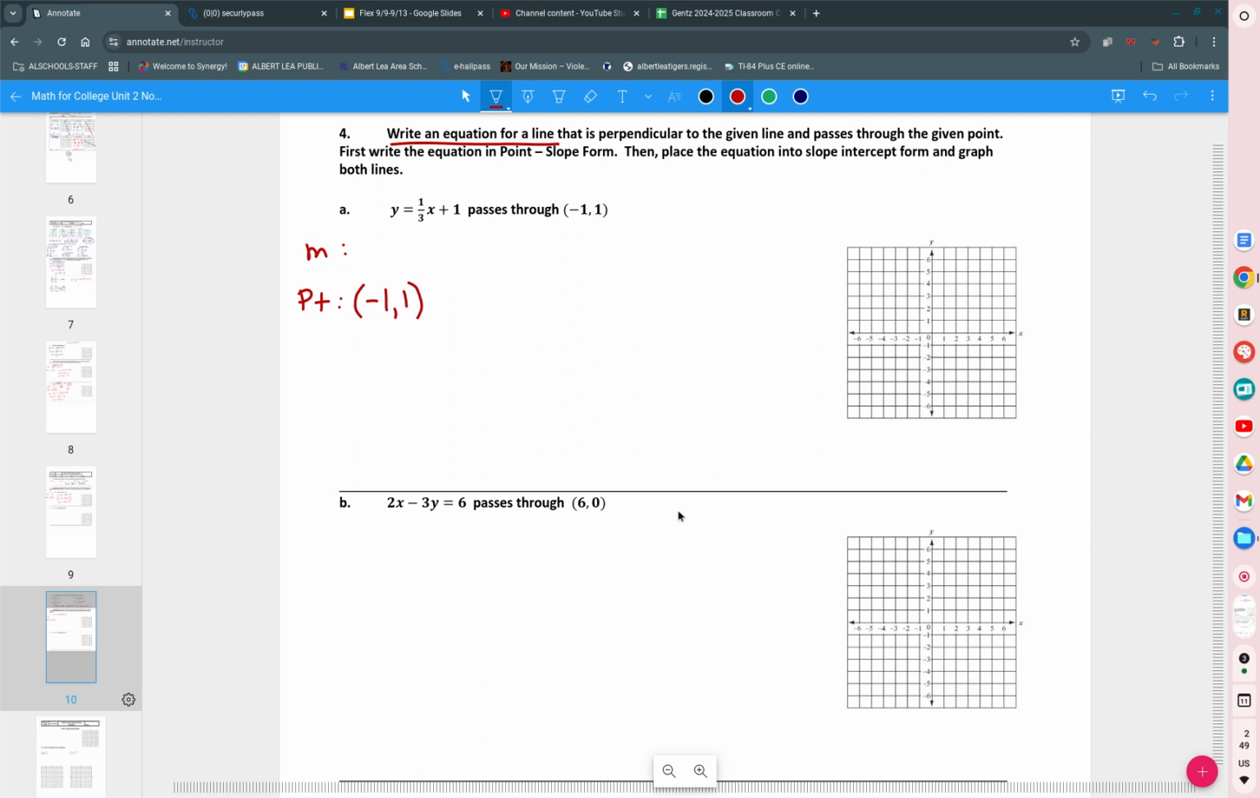5, 4, 3, 2, 1. I've got -3 over 1, or in other words, -3. Once we have that, the problem becomes simple. Y minus 1 is equal to -3 times x plus 1. We place it into slope-intercept form. Y minus 1 is equal to -3x minus 3. Add the 1, y is equal to -3x minus 2. Piece of cake upside down, right?